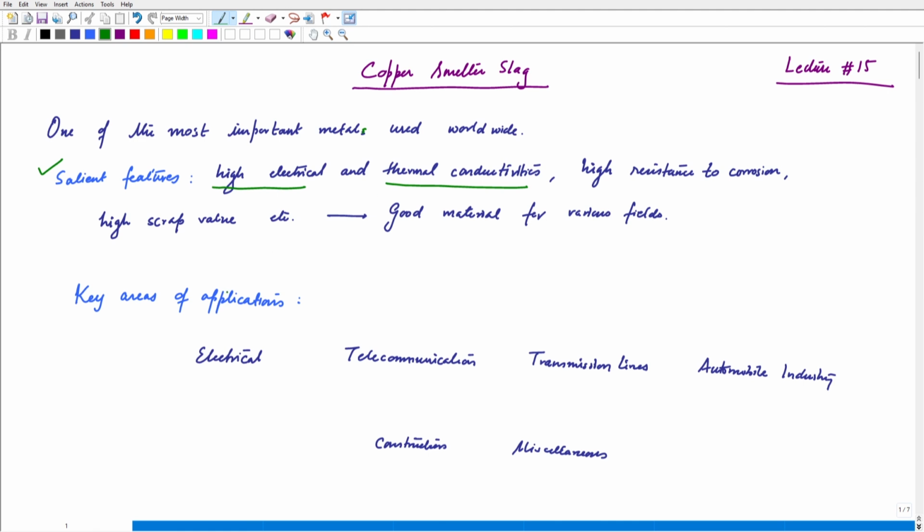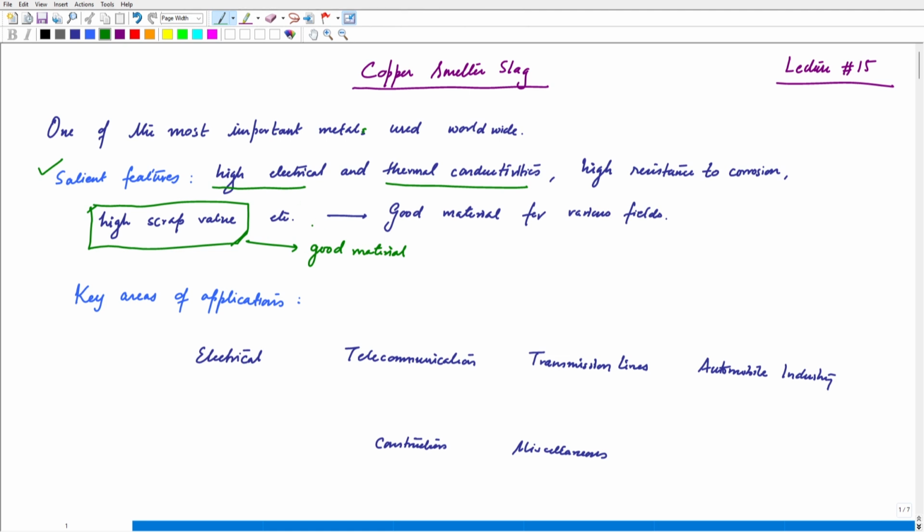We know that copper is one of the go-to materials that can be used for electrical and thermal conductivity applications, with high resistance to corrosion and high scrap value. So, we already know that the recycling of copper is going to give us good returns. From the recycling point of view, it has high scrap value. That tells us it is a good material from the economic point of view.